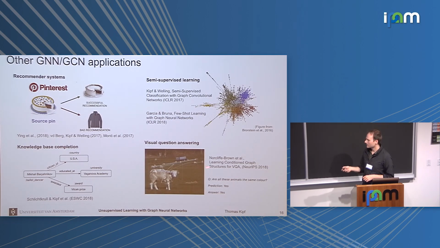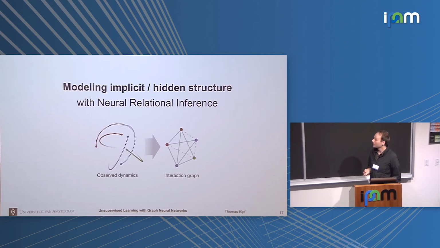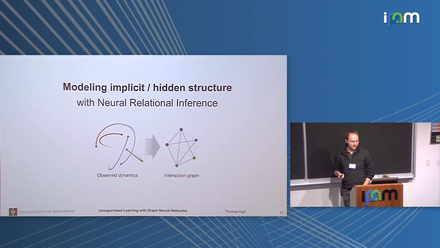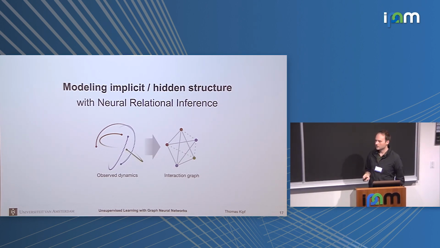if you're given what the nodes in the graph are, then, for example, to answer the question, are all these animals of the same color, you would first have to identify all the sheep and then compare the color of each animal to come up with the final answer. This kind of graph-structured representation is also very useful here as an implicit inductive bias to solve these problems. So in the last few minutes of my talk, I want to talk about how to model implicit structure with graph neural networks, especially with a framework we call neural relational inference, where we try to discover certain interaction types in graphs.